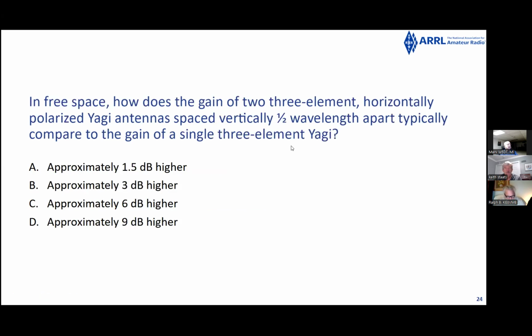In free space, how does the gain of two 3-element horizontally polarized Yagi antennas spaced vertically a half wavelength apart typically compare to the gain of a single 3-element Yagi? Approximately 1.5 dB higher, approximately 3 dB higher, approximately 6 dB higher, approximately 9 dB higher. Three dB is the standard. Yeah, I think it's 3. Yep, it's B, 3 dB.